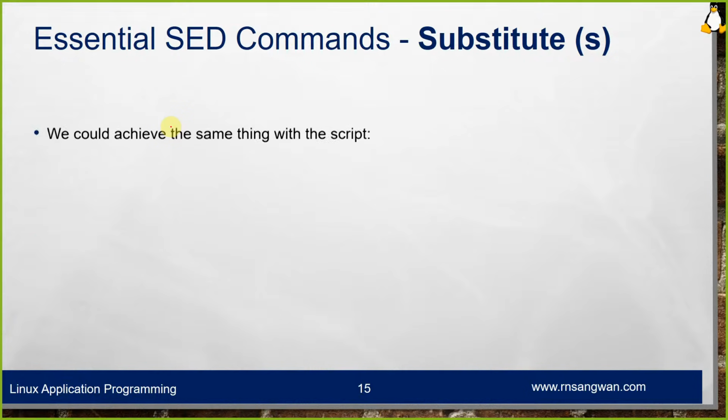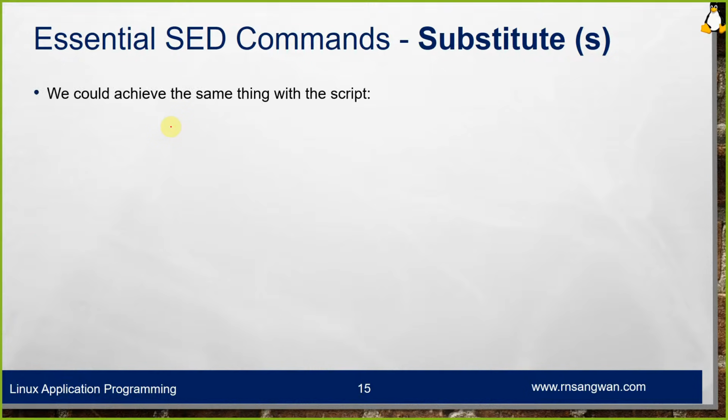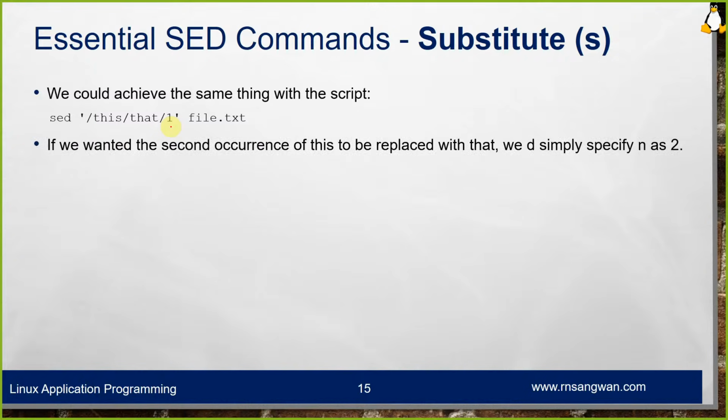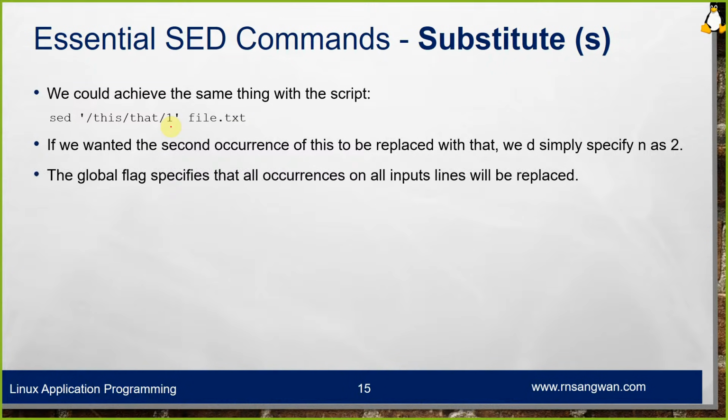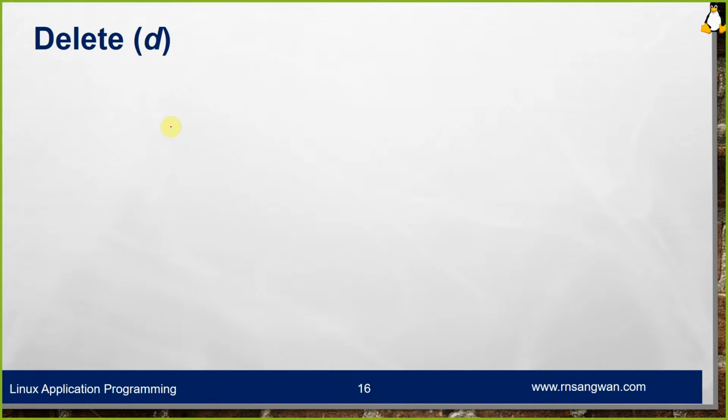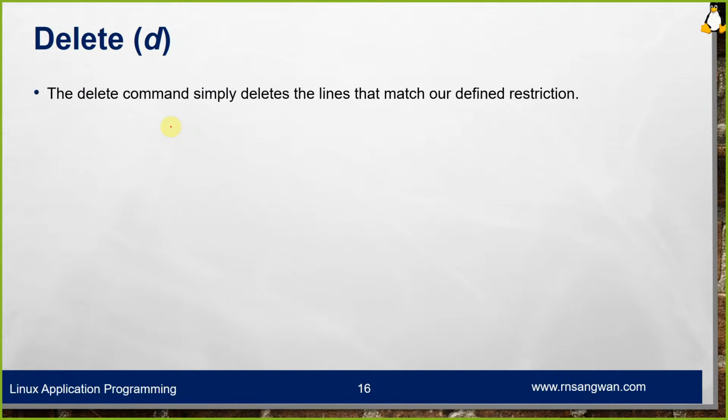Substitute command continued. We could achieve the same thing with the script, this, that, and we specify which occurrence you want to change, and we specified 1. If we wanted the second occurrence of this to be replaced with that, we would have simply specified n as 2, that means /2. The global flag specifies that all occurrences on the input lines will be replaced. Next command is D. This delete command simply deletes the line that matches our defined restriction.